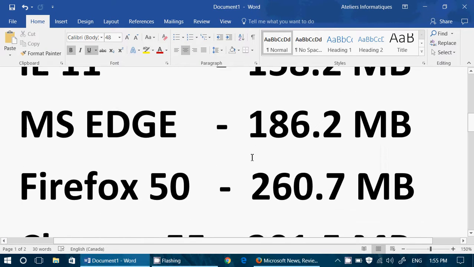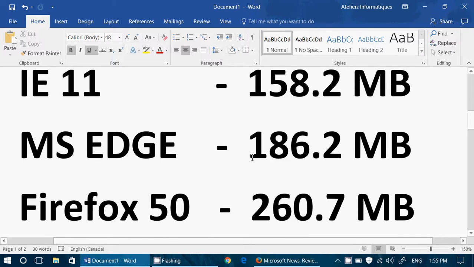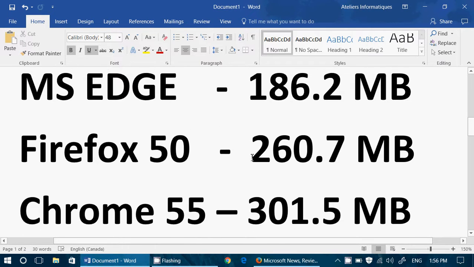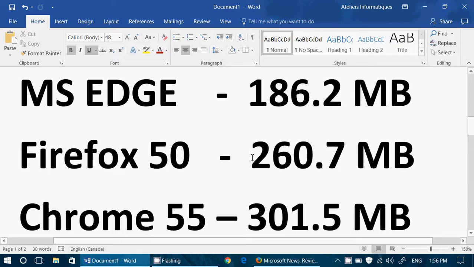Then we have Firefox 50. Now we're moving into much higher, 260.7 megabytes. So that's much more, and this one is far enough from the other browsers to really say, yeah, it is one of the heaviest memory usage browsers, basically. And behold, Chrome 55, the new version of Chrome, at 301.5 megabytes, kind of staying at the top of using the most RAM memory, basically.